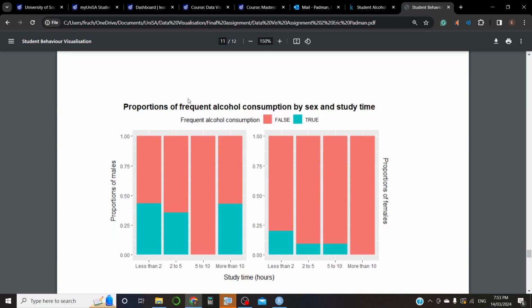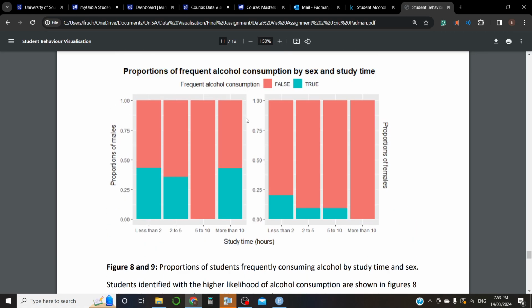All right. Okay, proportion of frequent alcohol consumption by sex. So you can see the males seem to be drinking a fair bit, and the girls a lot less. They were self-reporting how likely it was, on a scale of 1 to 10, that they were going to drink. And I derived the frequent variable from that.